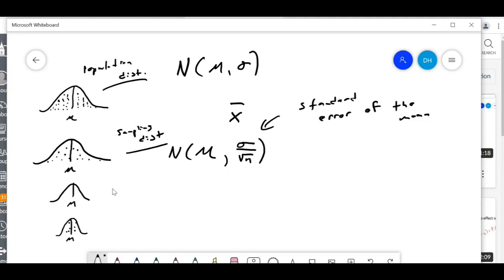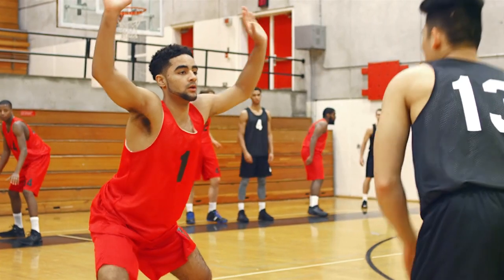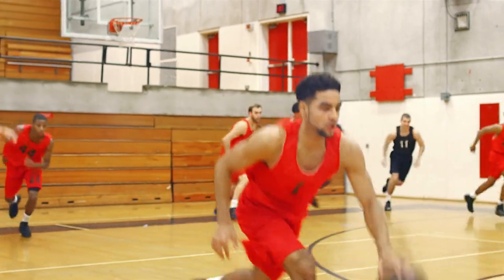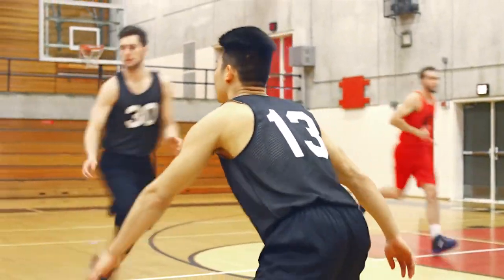Okay, so that's the really important idea, but there's one more piece to it. Suppose that we were at a school, we were trying to find the average height, but we were at a school that excels at basketball. Suppose we were a basketball academy or something like that.